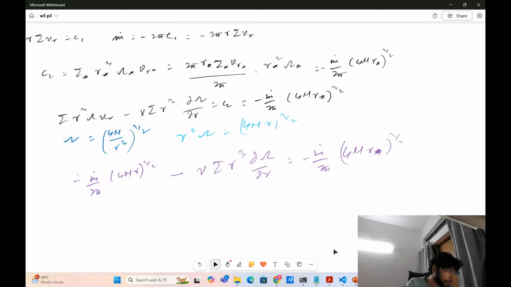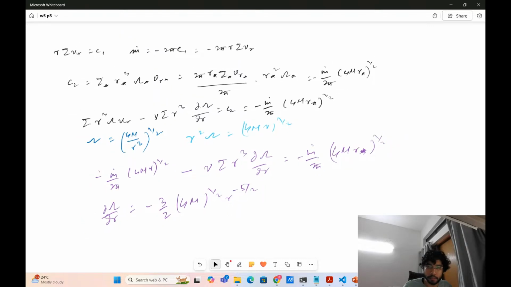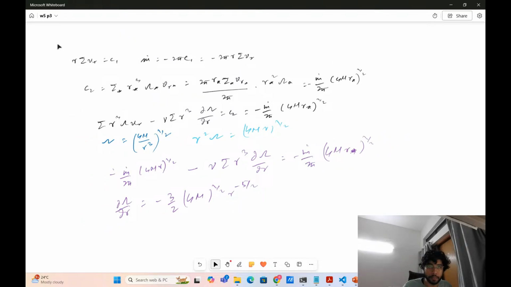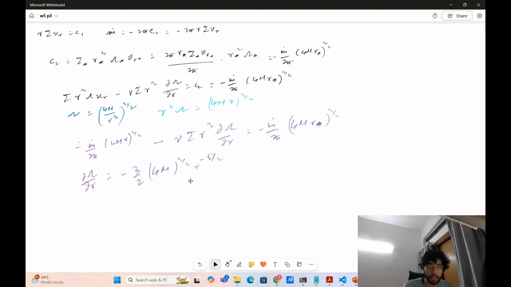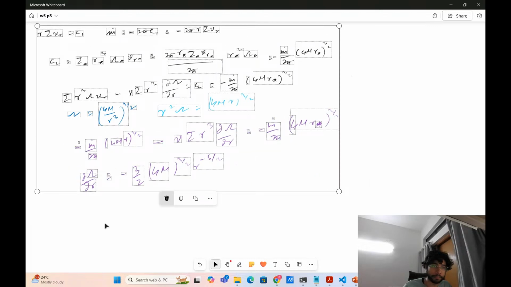So d omega dr is minus 3 by 2 gm to the power of half r to the power of minus 5 by 2. We will use this value and just replace d omega dr with this thing.